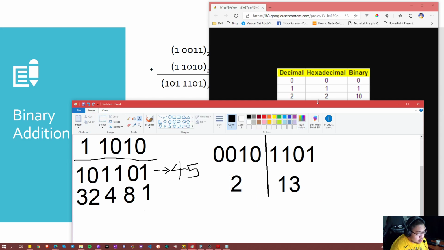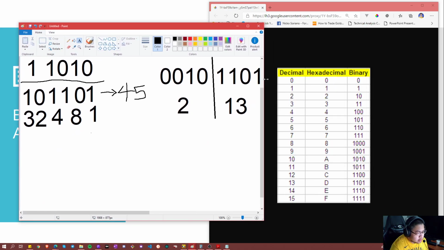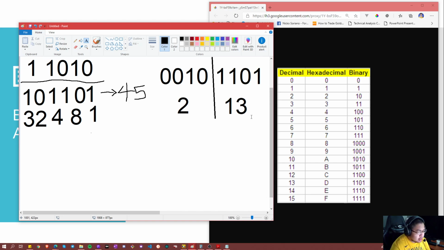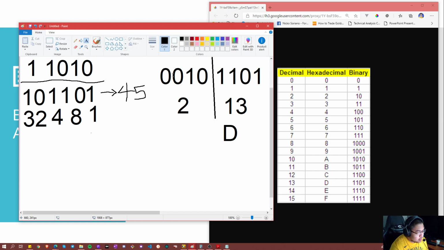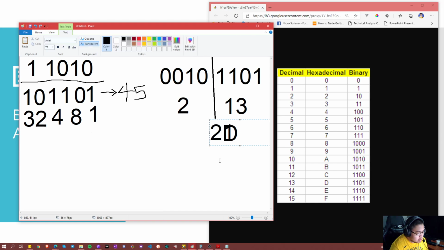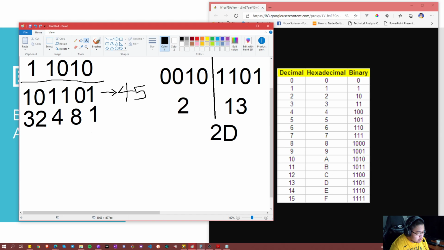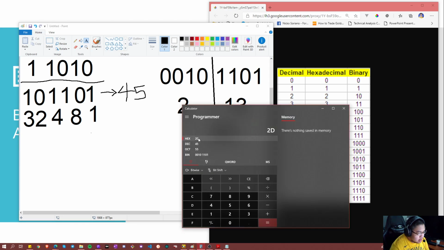Okay, so now we'll look at the table on the right. What is the equivalent of 13 on the table? It's D. So this side is D. And the equivalent of the other one is 2, it's still 2. So that's why we have the answer 2D. As you can see in the calculator, it's 2D.